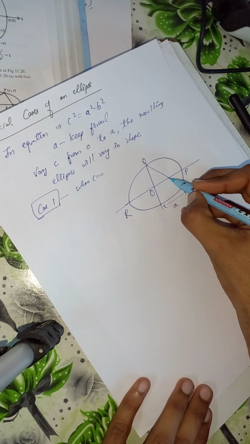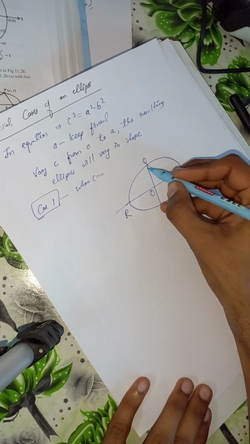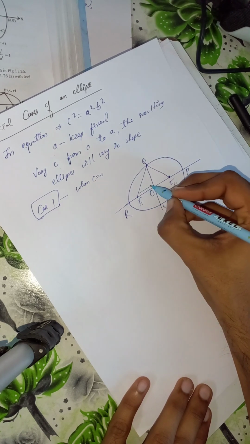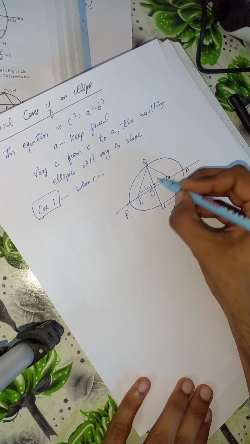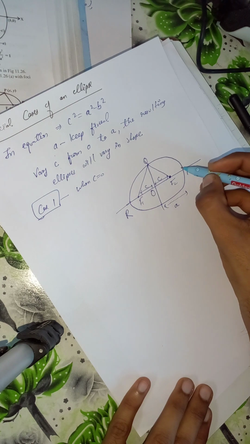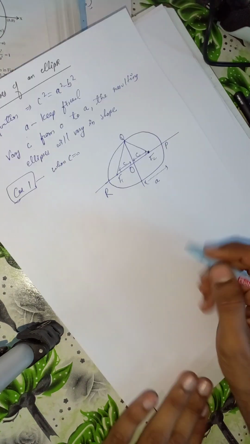Suppose this is the focus F2. This is the focus F1. This distance is C. This distance is also C. This distance is B. This distance is what? A minus C. Okay.